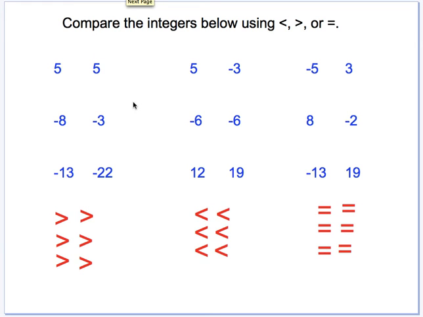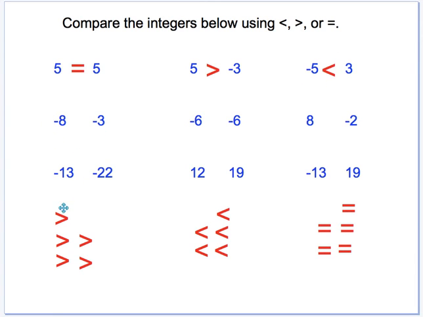Try the following. Freeze the video and then the lesson, and then see if you can do it. So 5 and 5, pretty straightforward. Between 5 and -3, which one is larger? Well, 5 is definitely larger. Between -5 and 3, we're going to point to the smaller number, and in this case, we're going to point to -5.